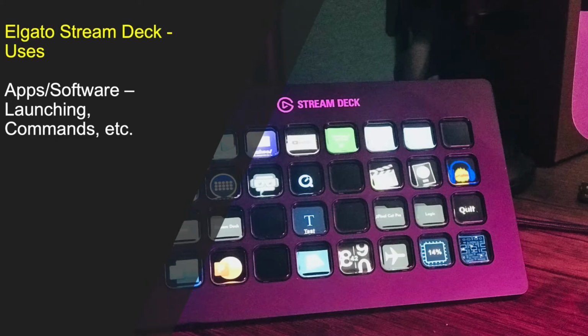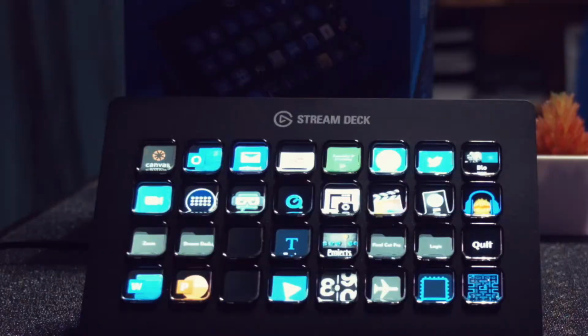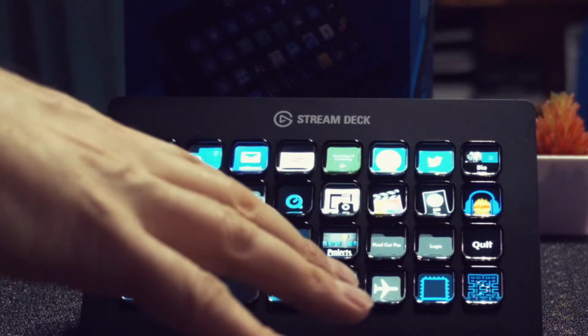So the first thing that we can do with the Elgato Stream Deck is really take control of our applications and software, whether that be Zoom, our Canvas LMS, or other systems. We can launch them more efficiently, and then once we're in that software, we can actually take control of things and do custom commands using our Stream Deck setup.